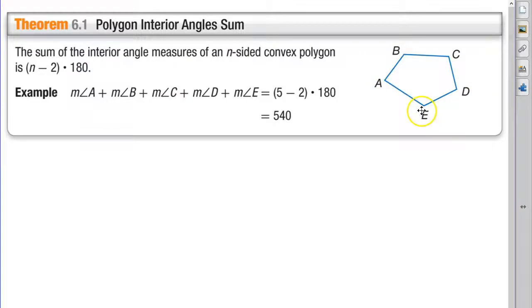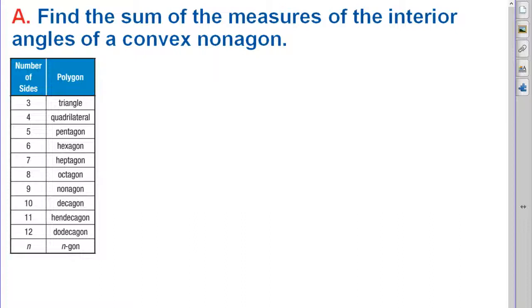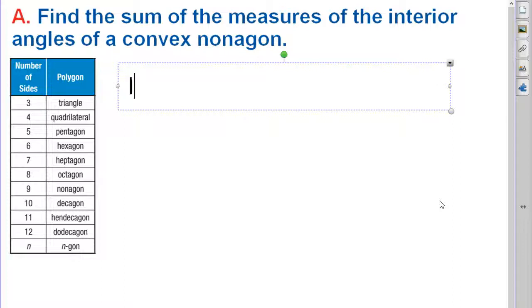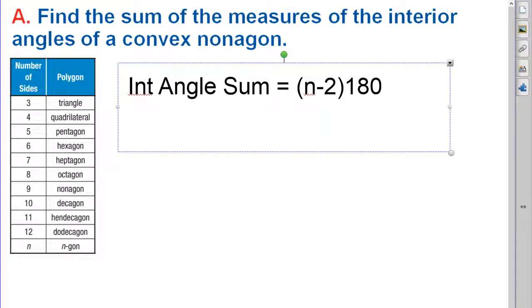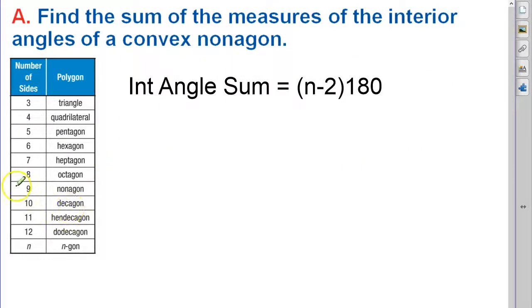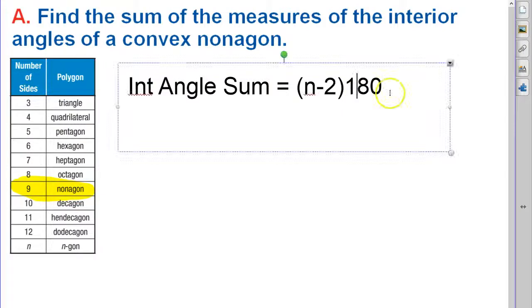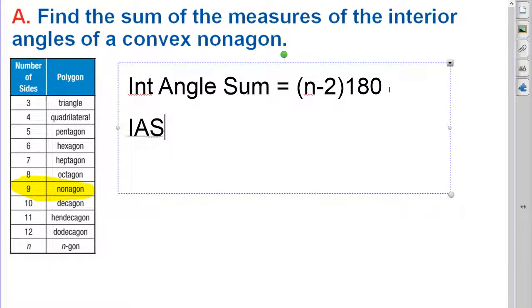The drawing here shows a pentagon, so it's 5 angles. So 5 minus 2 is 3 triangles, 3 times 180, 540. Okay, so here's our first example. Find the sum of the interior angles of a convex nonagon. The first thing I do is write my formula: interior angle sum equals n minus 2 times 180. A nonagon has 9 sides. And really, the big thing for this section is you've got to have these shape names memorized. It's in the book here, but you have to have them memorized. So, interior angle sum is 9 minus 2 times 180.